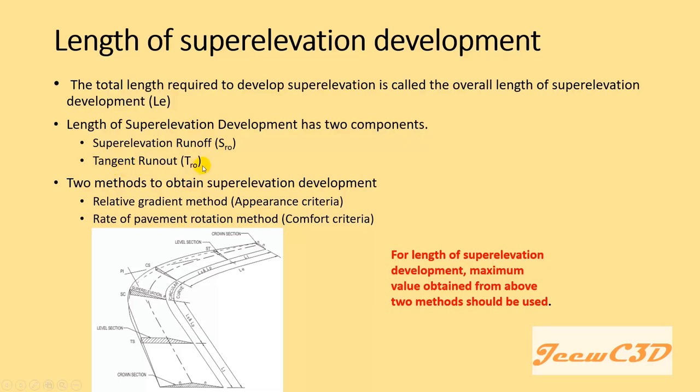If you can remember what the RDA guidelines taught you, you get the super elevation development by either the relative gradient method or the rate of pavement rotation method. What you get is the length of the super elevation development. Then you divided it into the curve and the straight according to the criteria, or if it is a reverse curve, you have some way of doing that. But instead, here we have two things called super elevation runoff, SRO, and tangent runoff.